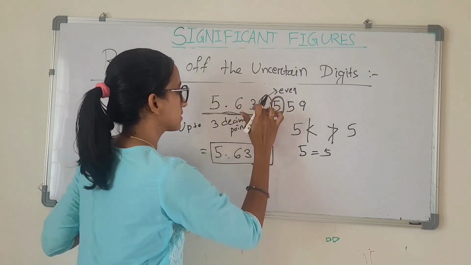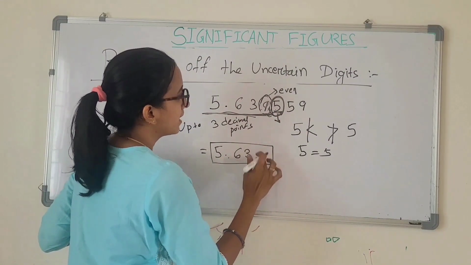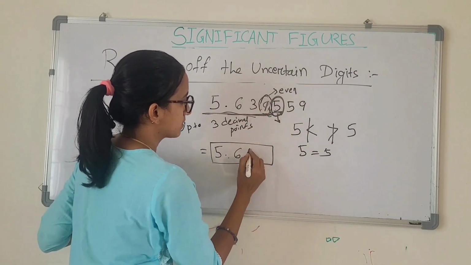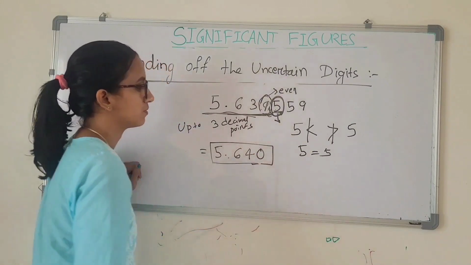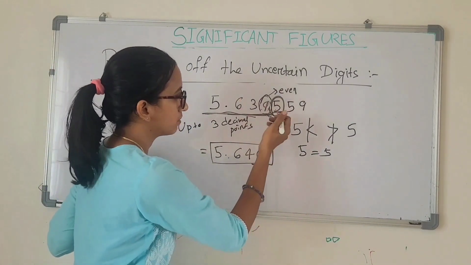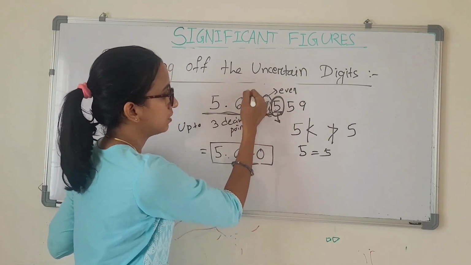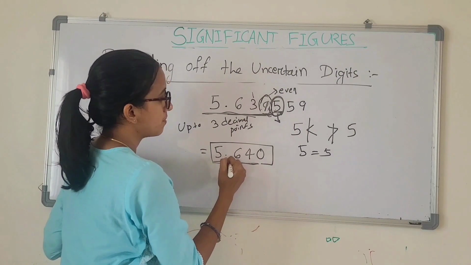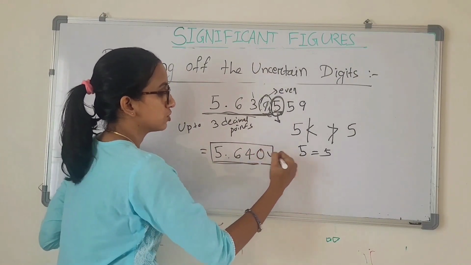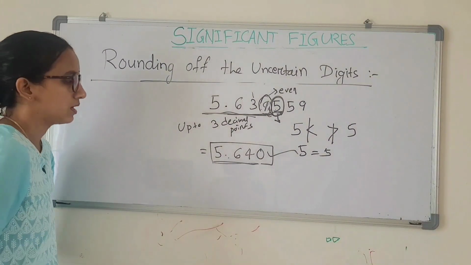And if it is 9, what will come? It will be 640, isn't it? By adding 1 to 9, it becomes 10, so that 1 will go to the previous digit. So the result will be 5.640. You have to mention this 0. Okay, so this is the rule.